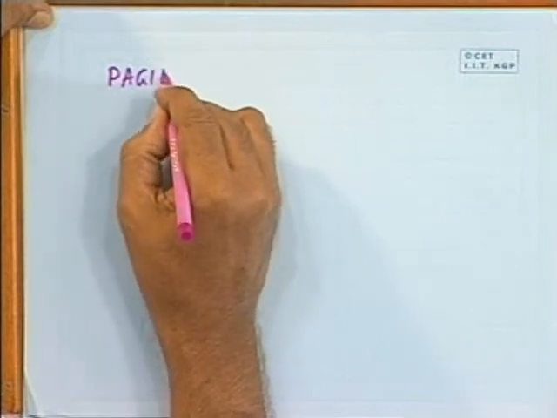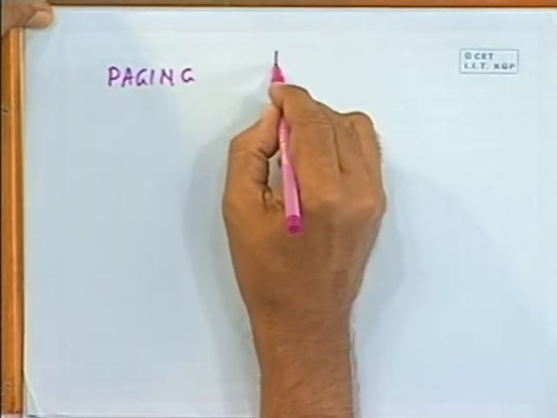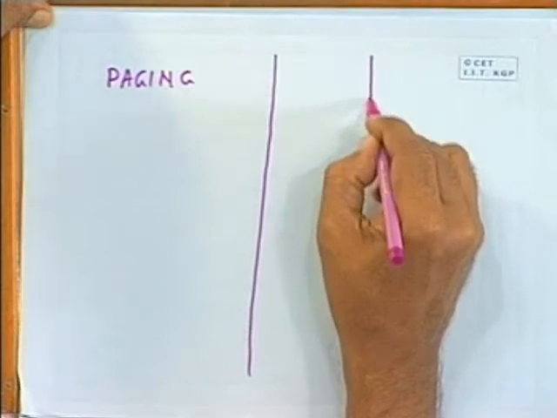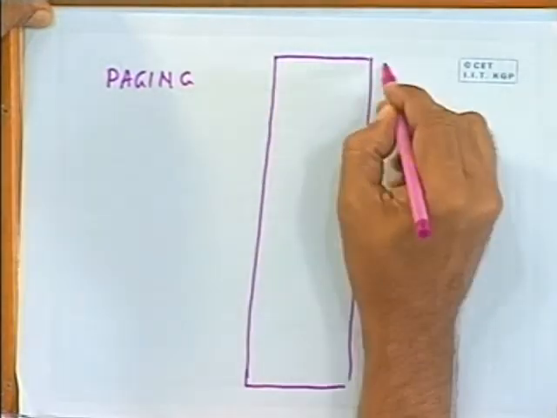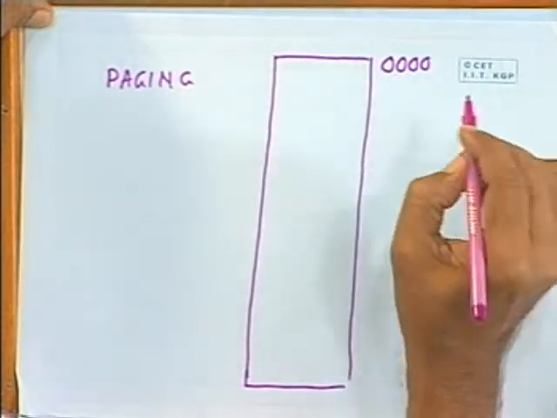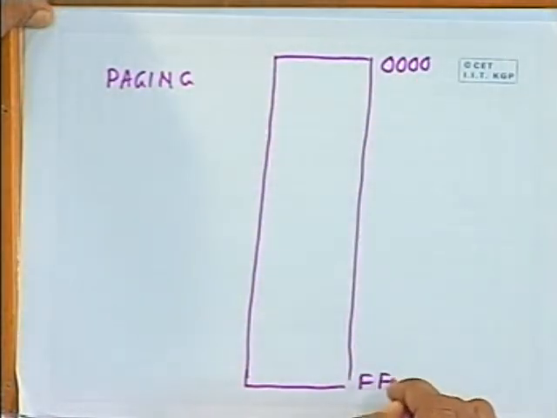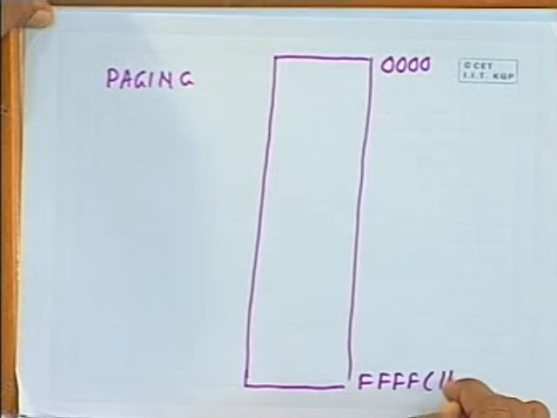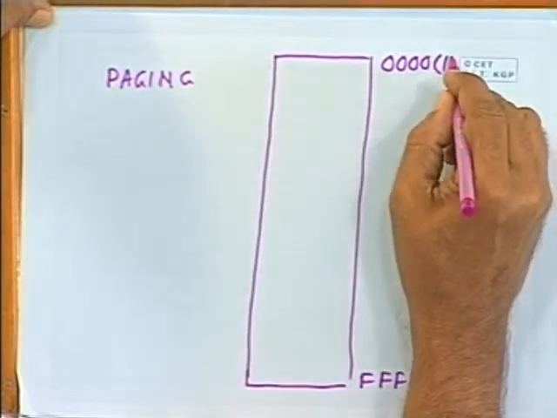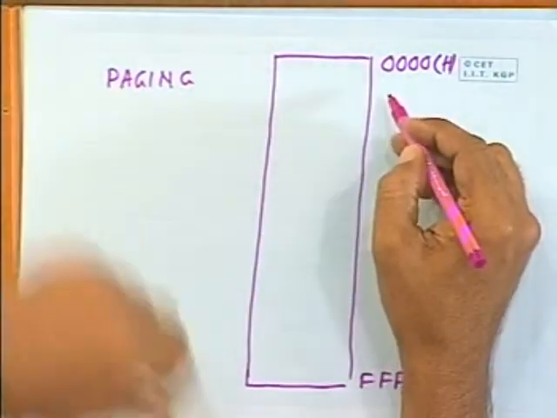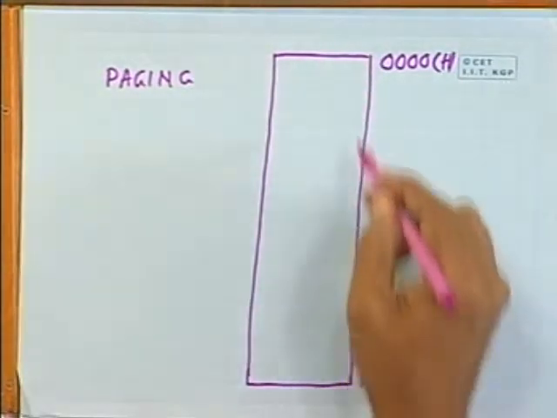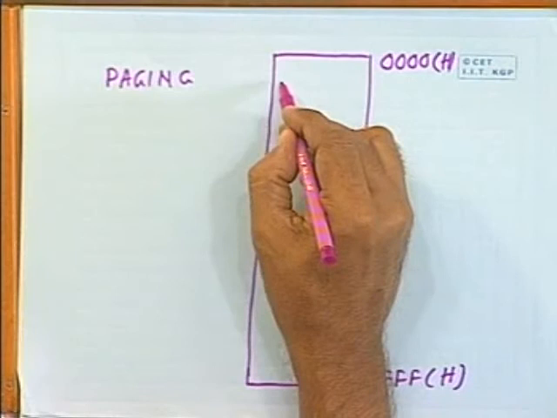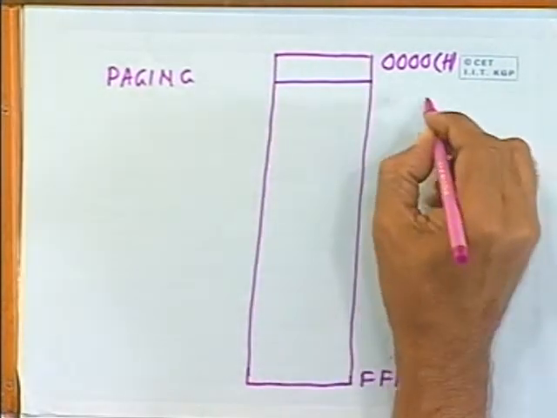What can be done? Say, suppose this is your main memory, starting from 0000 to FFFF in hex. Now you can divide the entire address space, that memory, into pages each of say 256.